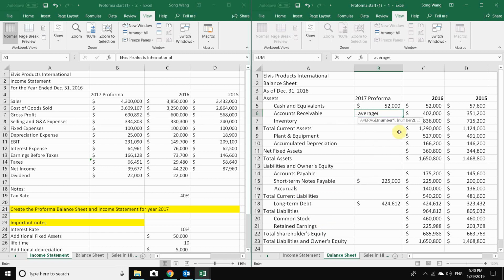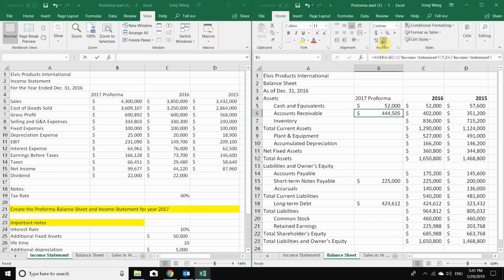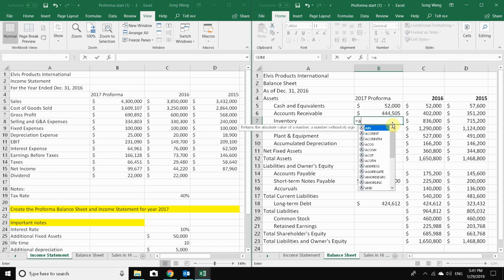Average of the accounts receivable for 16 divided by sales for 16, comma, then accounts receivable for 15 divided by sales for 15, okay? And then the whole thing will be multiplied by the sales for 17. Okay, and then decrease decimal.